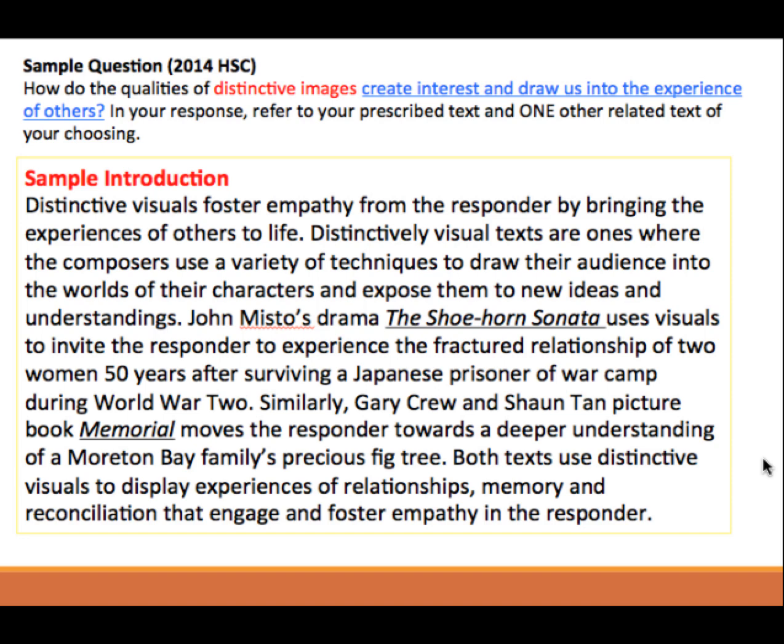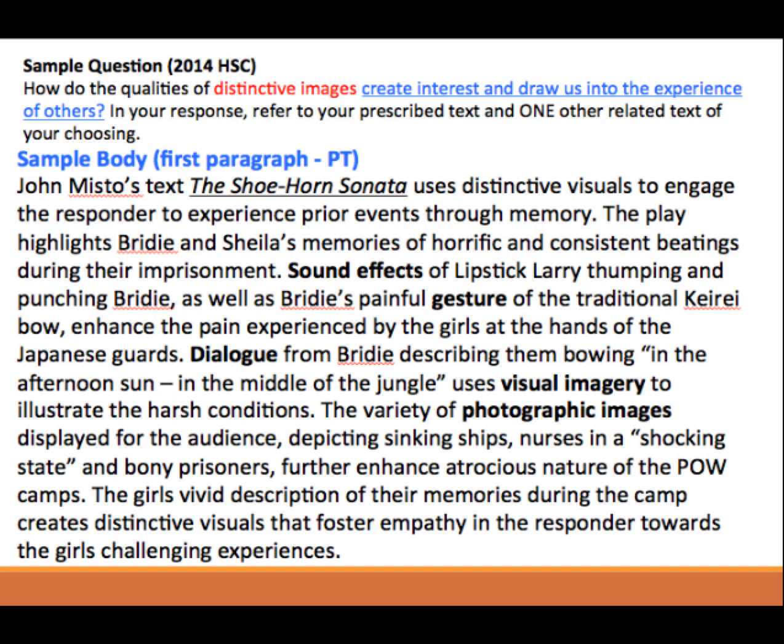Okay, so that's the introduction for the essay task. And pre-preparing an essay is always good because you could adapt a lot of the parts of this essay to the question. But if we look at the body paragraph now, this is where we start to include textual evidence from Shoehorn Sonata, and we address an idea statement about one of the major experiences in the text.